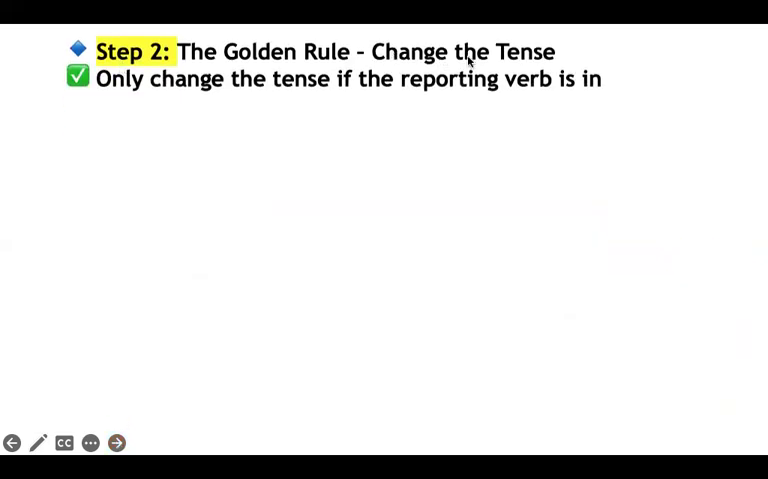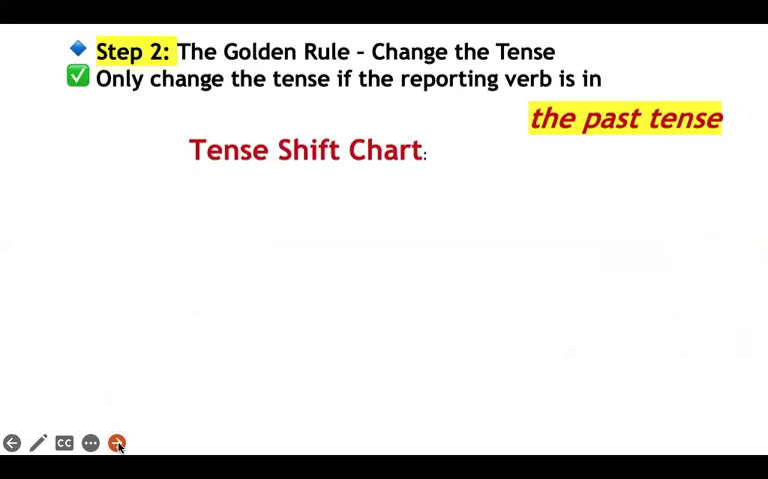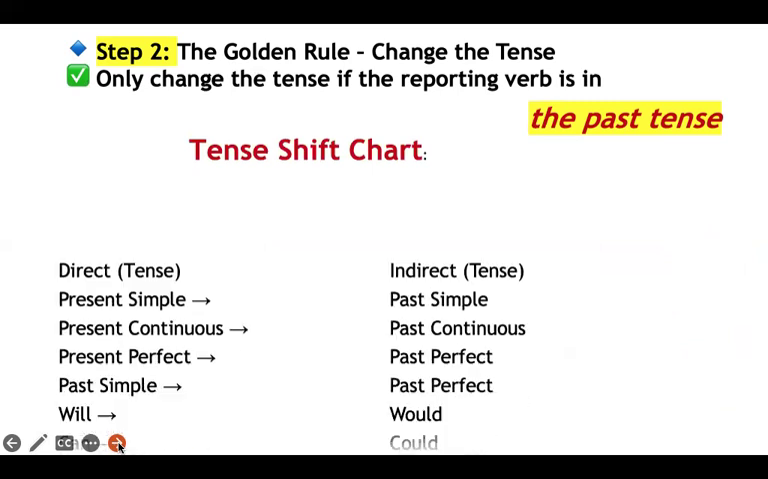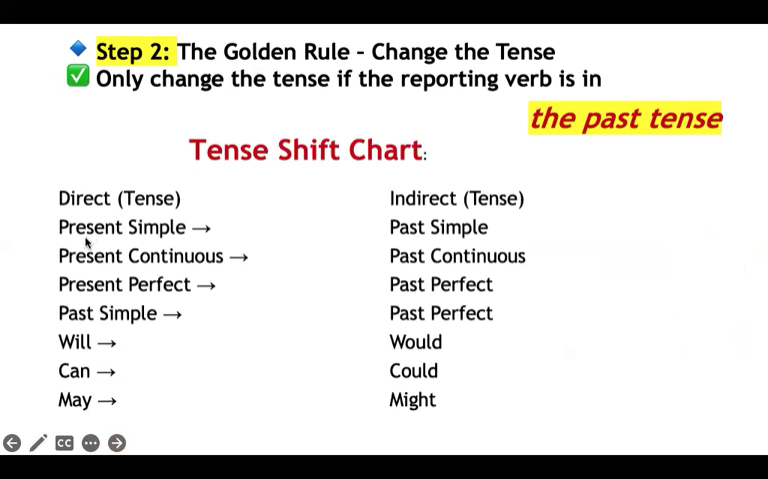So step 2, the golden rule: change the tense. Only change the tense if the reporting verb is in the past tense. This is important to remember. Now, tense shift chart. Let's see. These are the simple shifts. Present simple changes to past simple, present continuous to past continuous, present perfect to past perfect, and past simple to past perfect. Here simply the aspect remains the same, like simple remains simple, continuous remains continuous, but present to past, present to past, present to past.